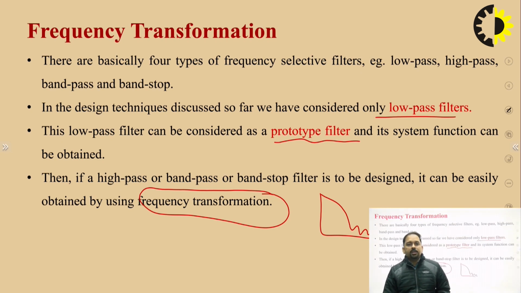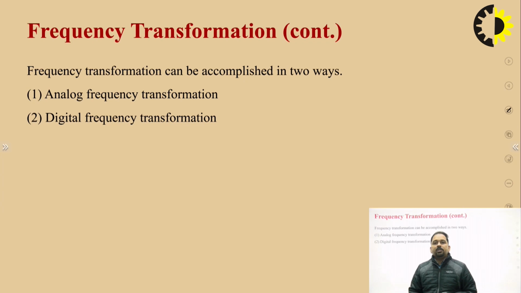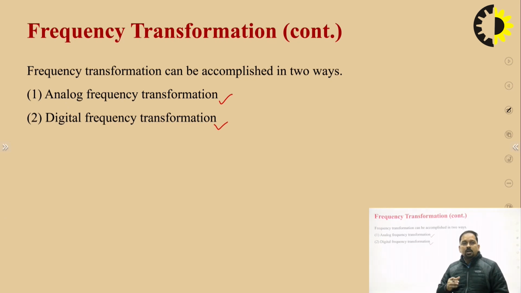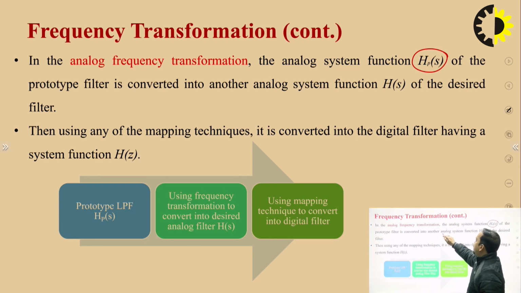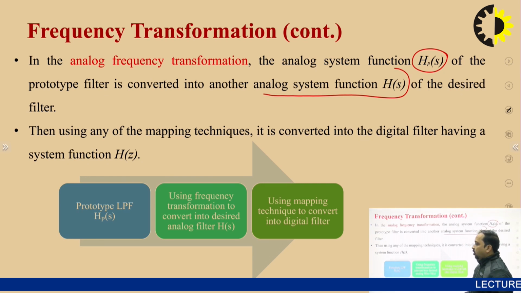Now the next question over here is that what are the types of frequency transformation? So frequency transformation can be done in both the domains, in the analog domain as well as in the digital domain. So first of all, we have the analog frequency transformation, and the second one is called as a digital frequency transformation. So let us see what is the approach behind the analog frequency transformation. So in this type of transformation, the analog system function which is called as a prototype transfer function HP(s) is converted into the corresponding analog system function H(s) of the desired filter.